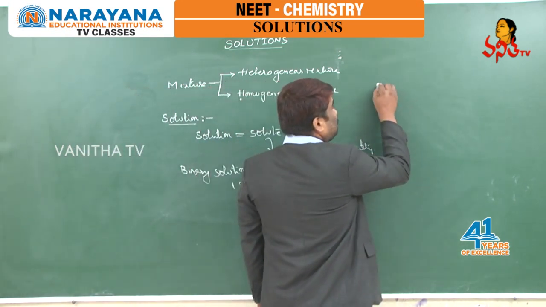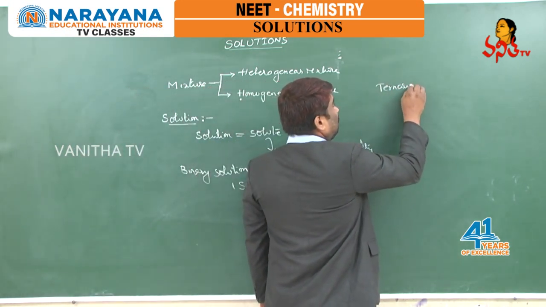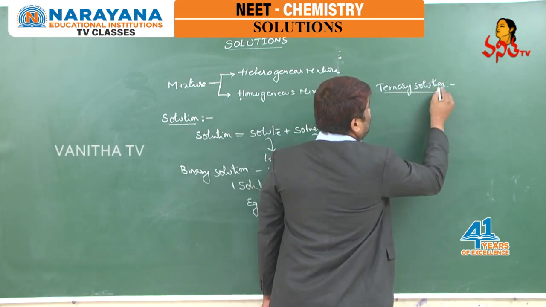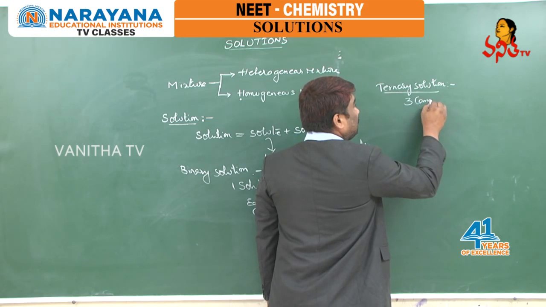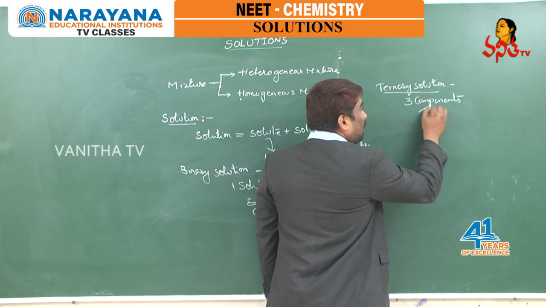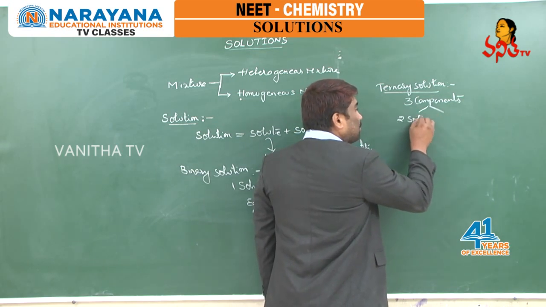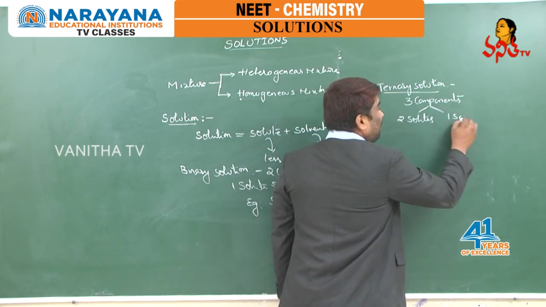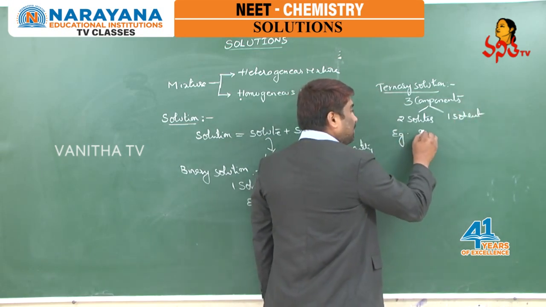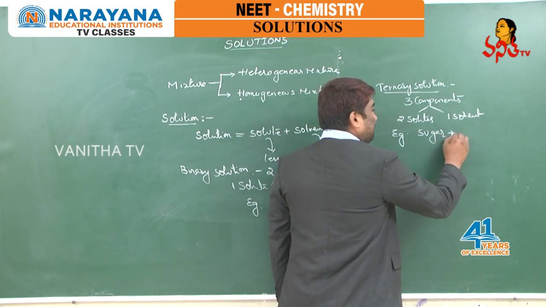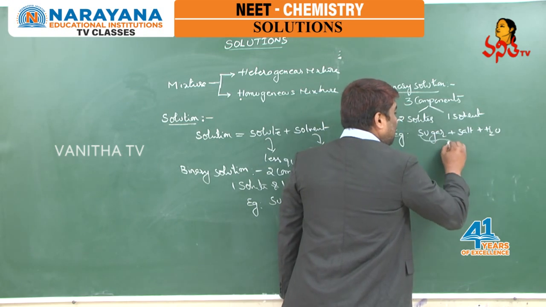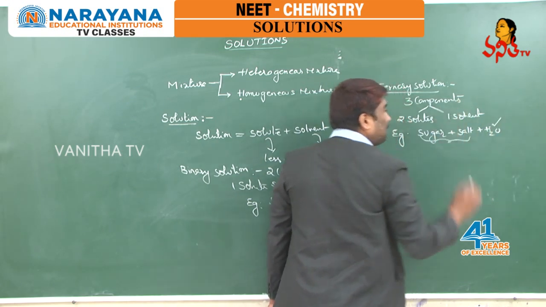Coming to ternary solution, a solution which contains three components is called ternary solution. Out of three components, two solutes and one solvent are present. An example for this type of solution is sugar plus salt plus water. Sugar and salt are solutes, whereas water is the solvent.